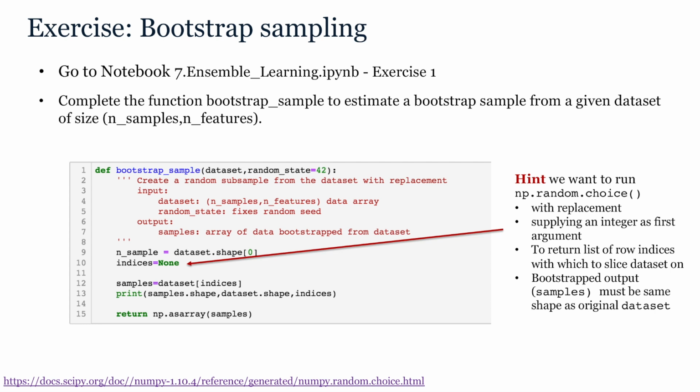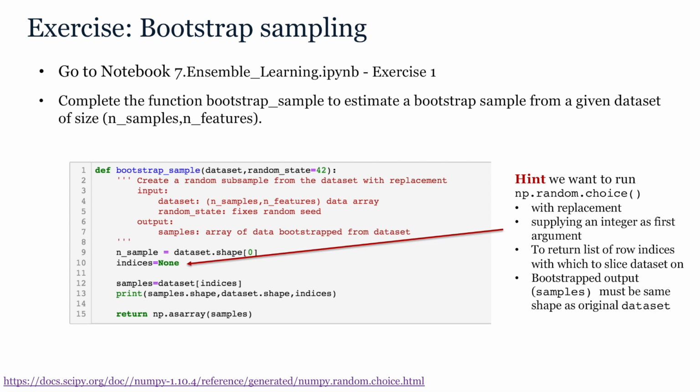I'd like you to edit the function bootstrap sample in order to generate bootstrap samples from a data matrix dataset by editing this line 10. Specifically, what we're expecting is that it returns this matrix samples, which has the same number of rows as dataset, but a different composition.